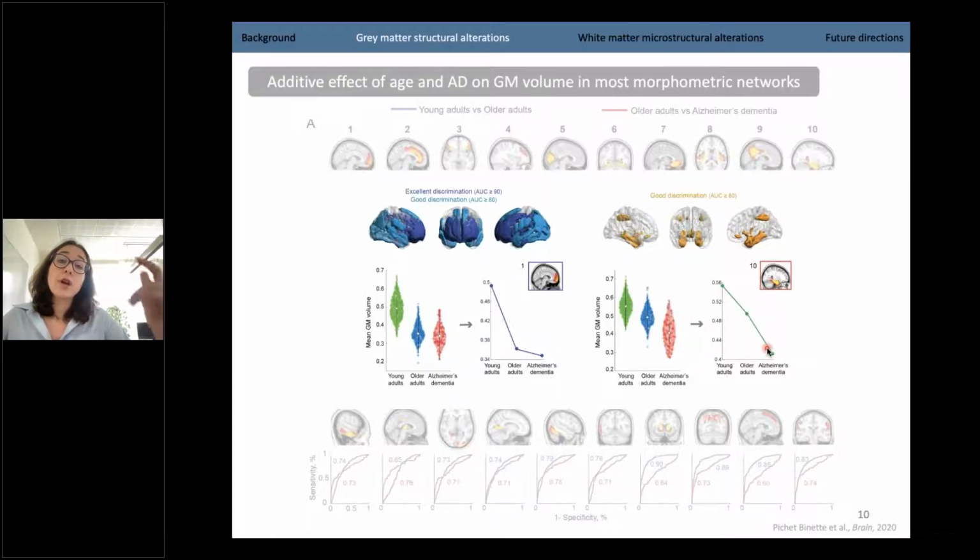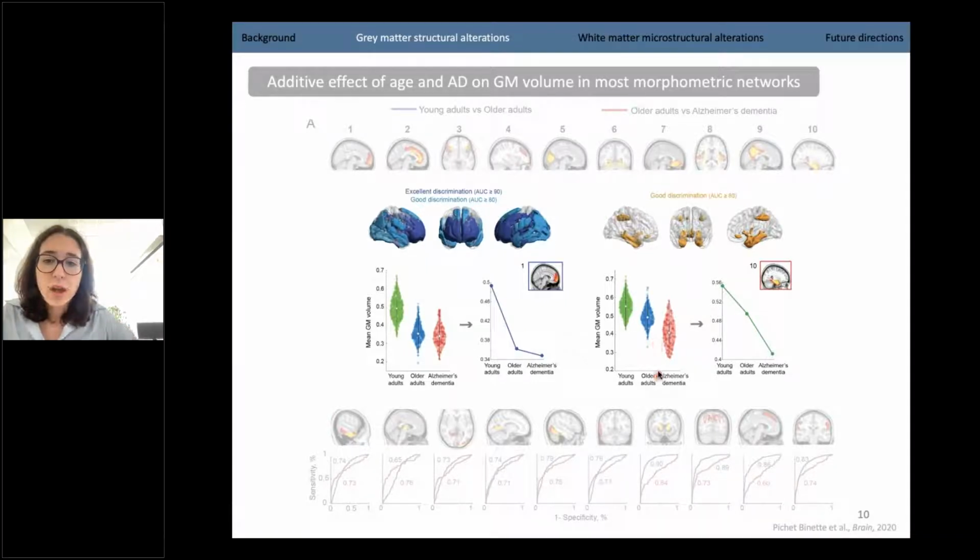And I mentioned also how the preclinical stage is very important to us. And so if I repeat the same analyses, splitting our group of older adults between those who are amyloid positive or those who don't have pathology in the brain, the results are not changed. So just gray matter volume is really hard to find early signs of the disease.